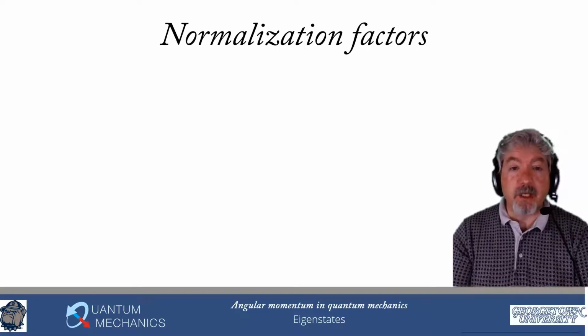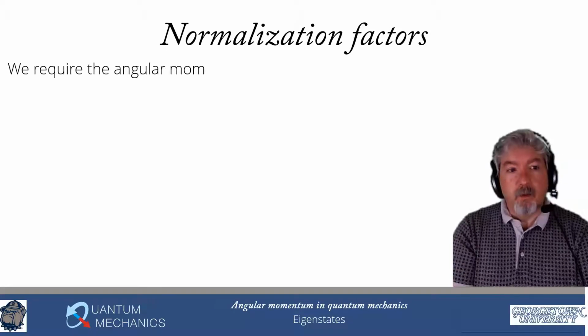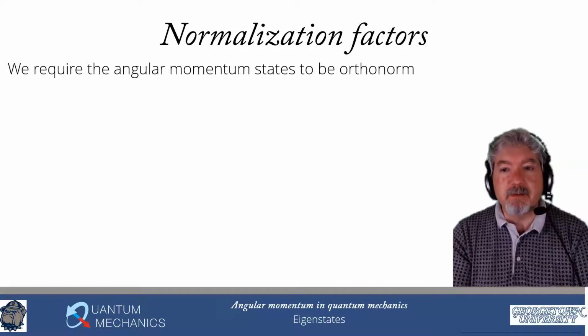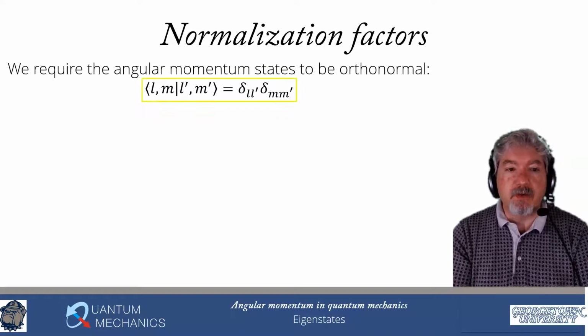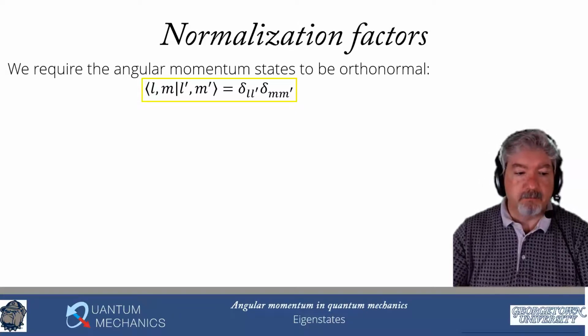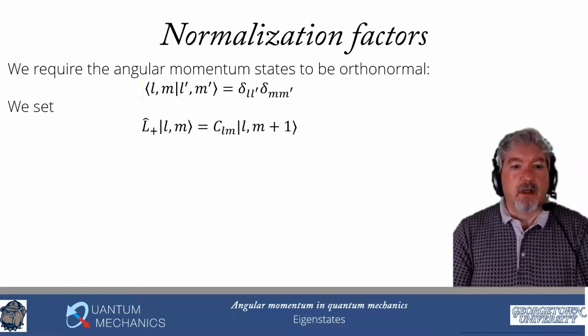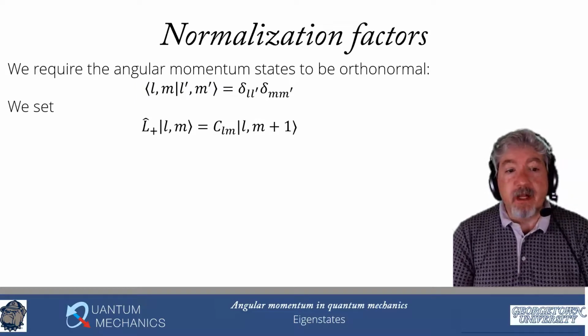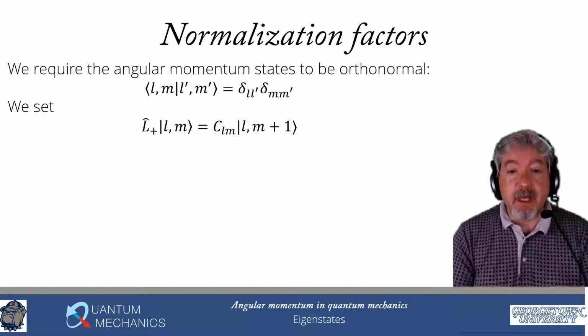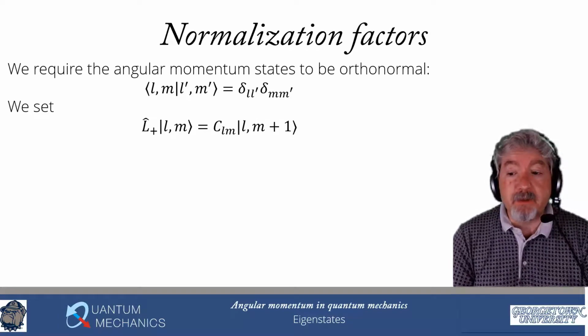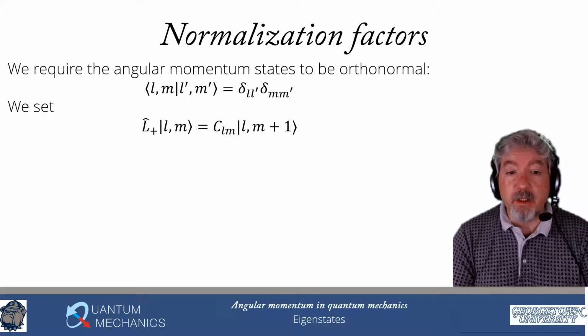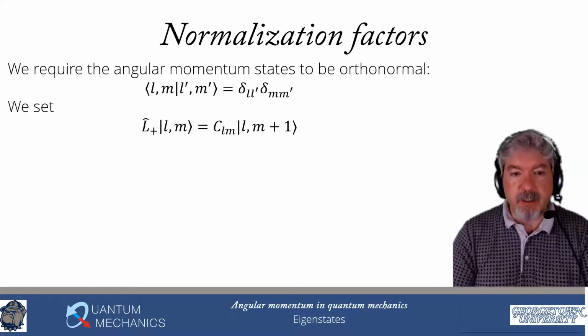All right, now we need to work out the normalization factors. We require the angular momentum states to be orthonormal, and so the overlap of |L, m> with |L', m'> we're going to take to equal delta_LL' delta_mm'. So we're going to set L plus acting on the state |L, m> to equal a constant C_Lm times |L, m+1>. We already established that it was proportional to the state |L, m+1>, and now we're just going to define what that constant of proportionality is. We're going to call it C_Lm.